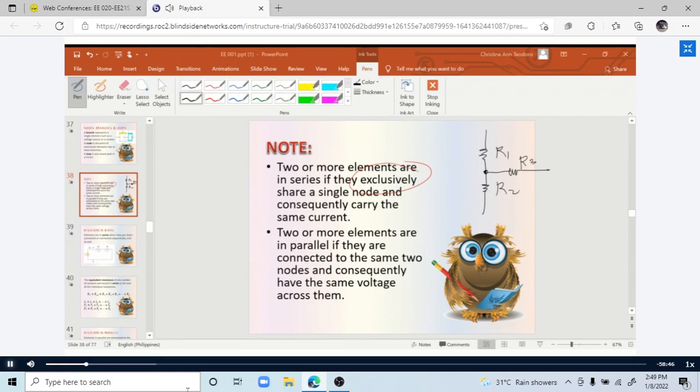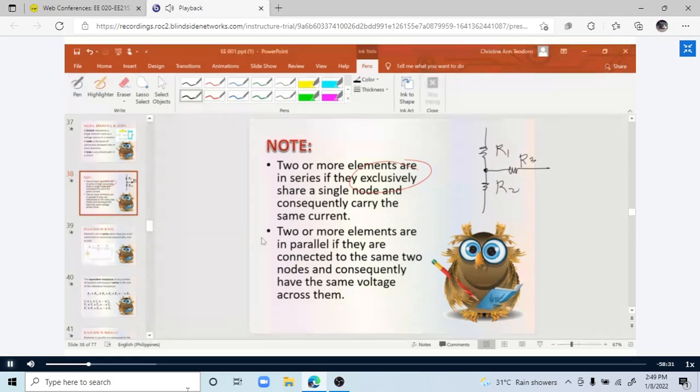Now the second situation is two or more elements are in parallel if they are connected to the same two nodes and consequently have the same voltage across them. So it has been said here that two or more elements are in parallel if they are connected onto the same two nodes. I'll give you an example. So I have one resistor here and one resistor here. So this is my R1 and this is my R2.